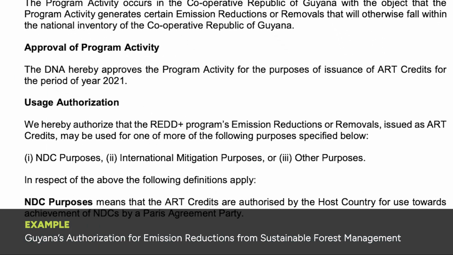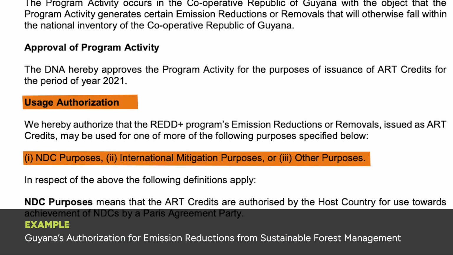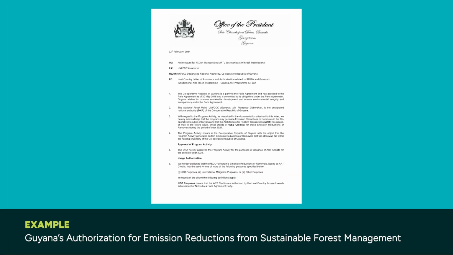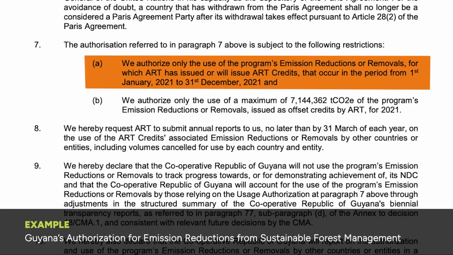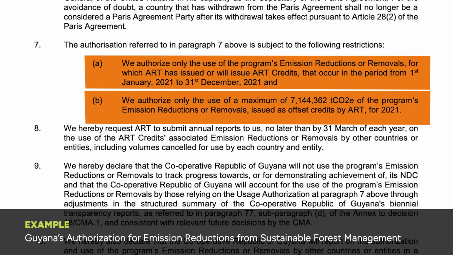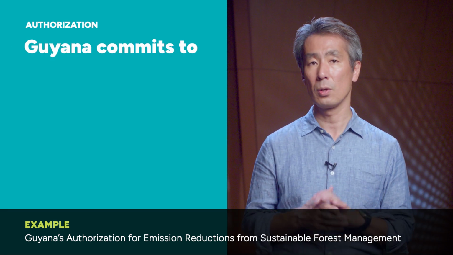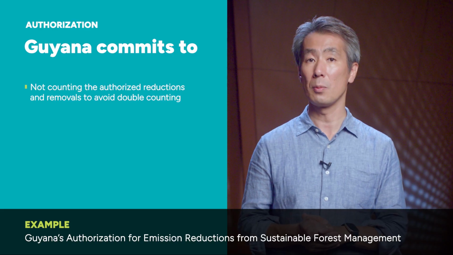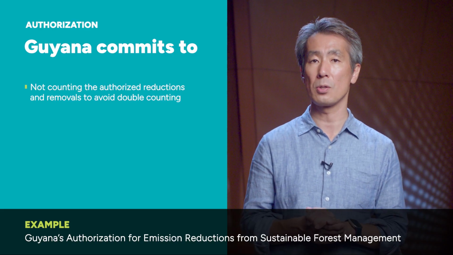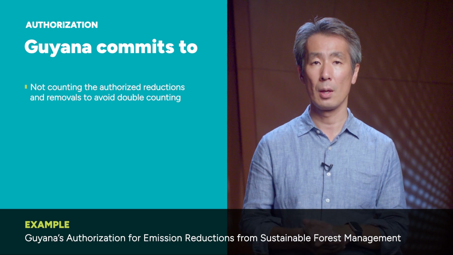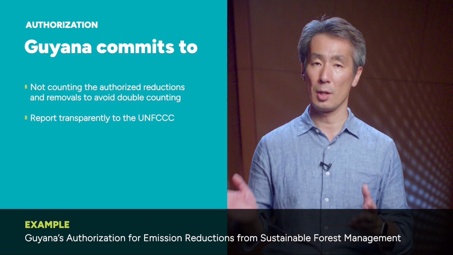These mitigation outcomes are authorized for use towards NDC purposes, for international mitigation purposes, including by airplane operators to meet offsetting requirements under the CORSIA scheme, and for other purposes, such as voluntary carbon markets. The letter of authorization also specifies the covered period and the maximum amount of authorized emission reductions and removals. By issuing this authorization, Guyana committed to not counting the authorized reductions and removals to demonstrate progress and achievement of its own NDC to avoid double counting, and to report transparently to the UNFCCC.